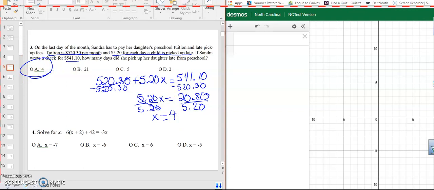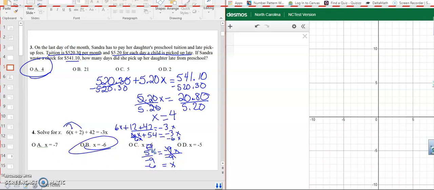Okay? Now, this bottom one is just like the one we did before. We've got to distribute, making sure we distribute all the way. Combine like terms. These two terms can be combined. Move your x's together. And then divide to solve for x. So we should have gotten negative 6. You notice they did have positive 6, so be careful. Make sure that you carry your negatives when you're supposed to.